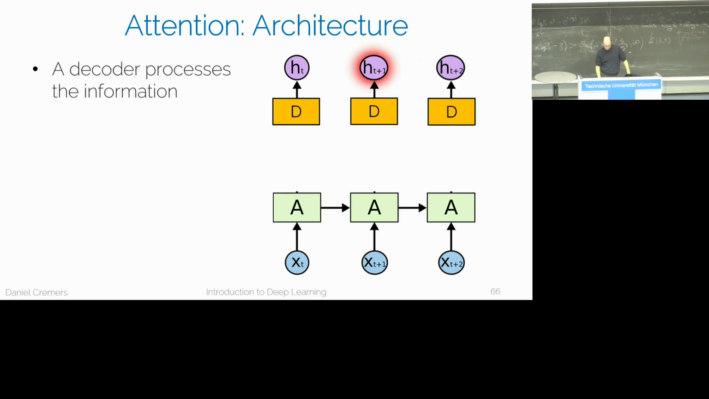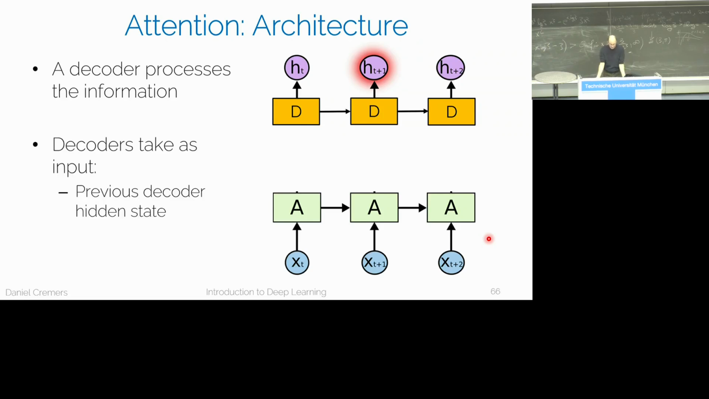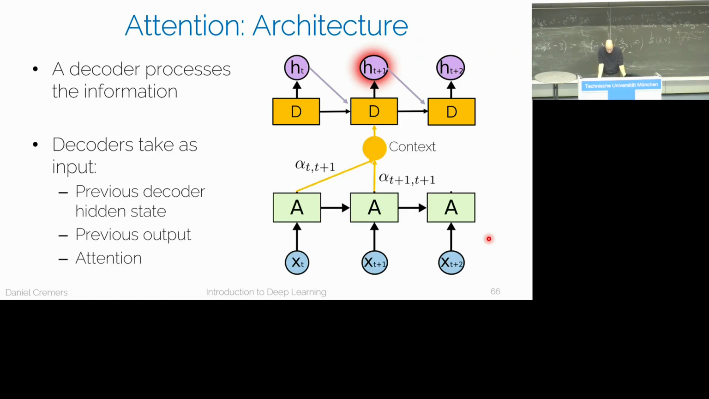So here we have a decoder architecture. In addition to the hidden state that we had in the RNN, we have a decoder architecture, and the decoder takes as input the previous decoder's hidden state, and also the previous output. And then we have a context, and the context for the decoder at time t+1 will depend on the previous hidden states.